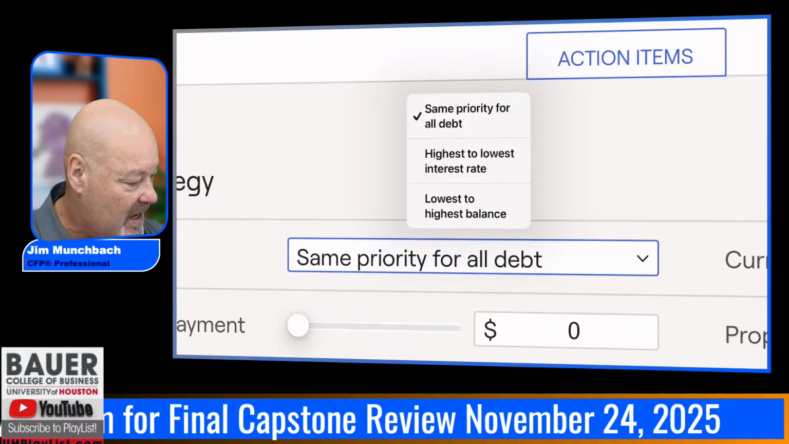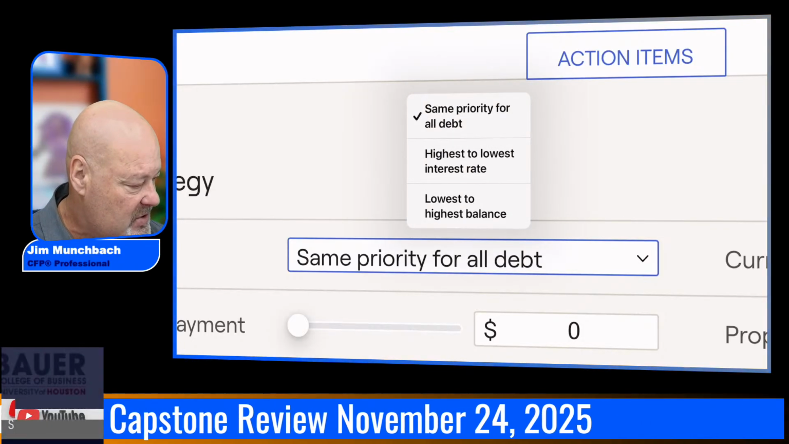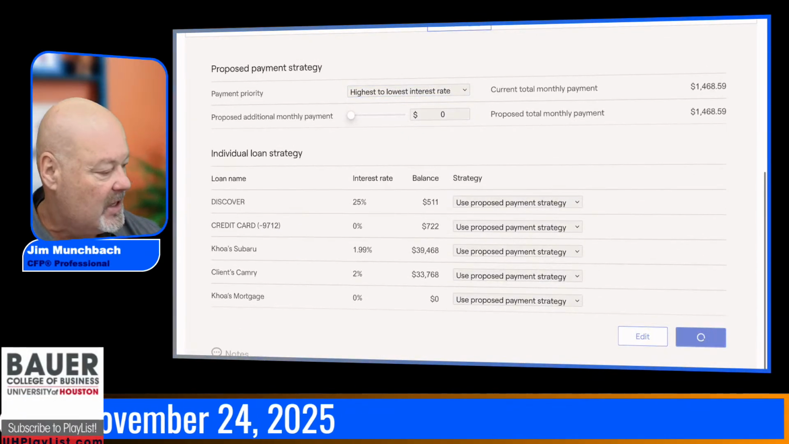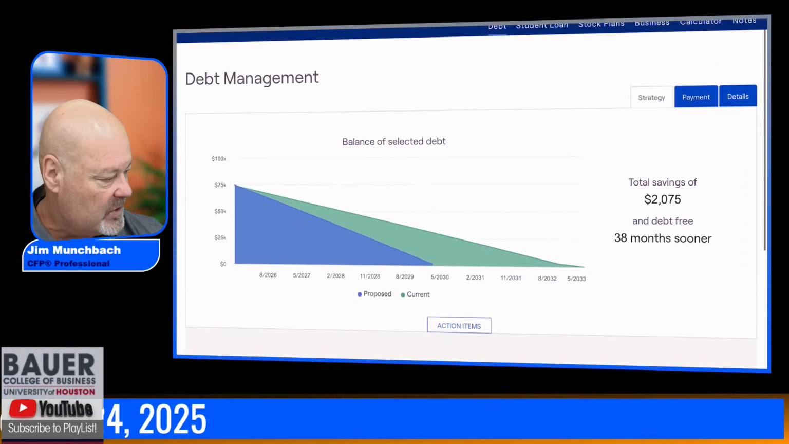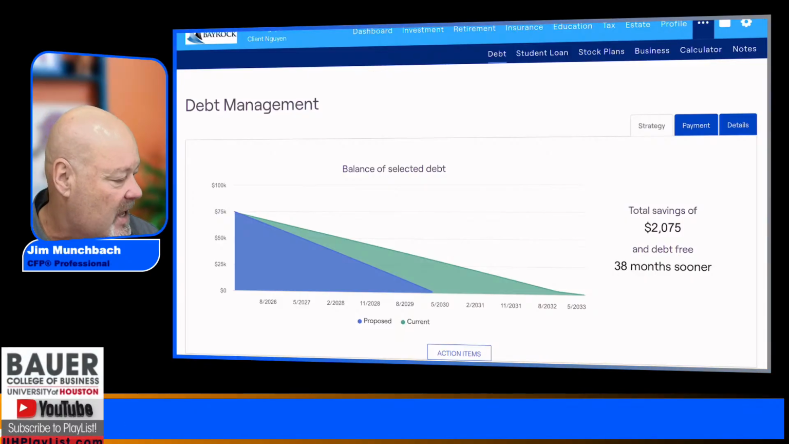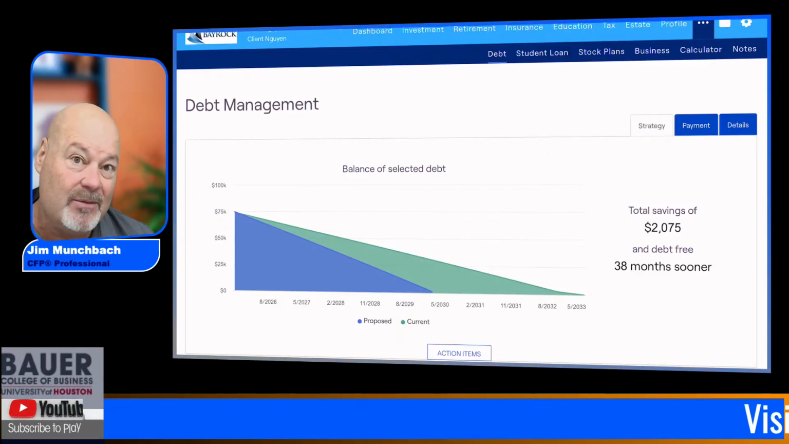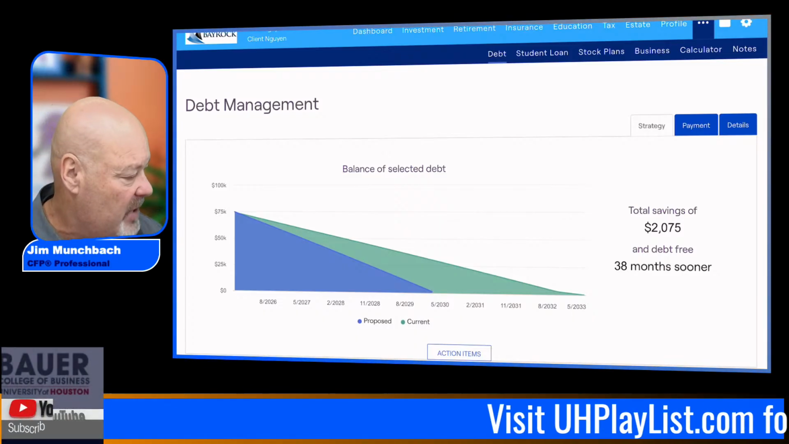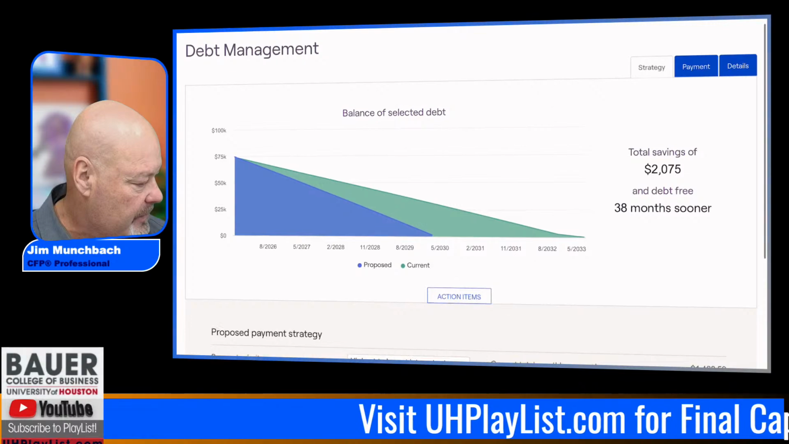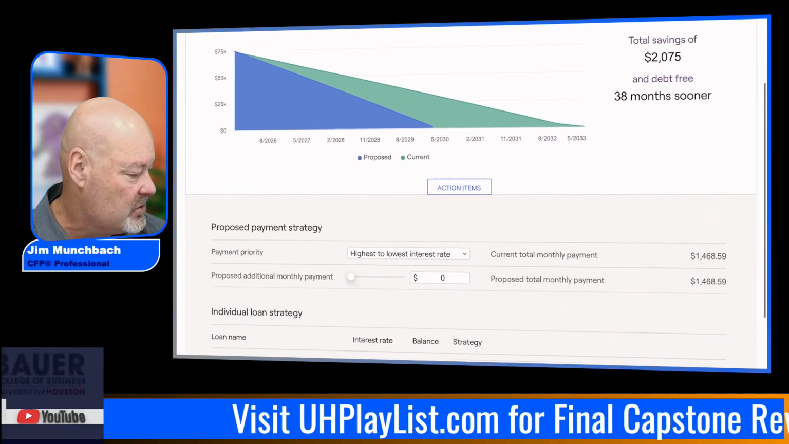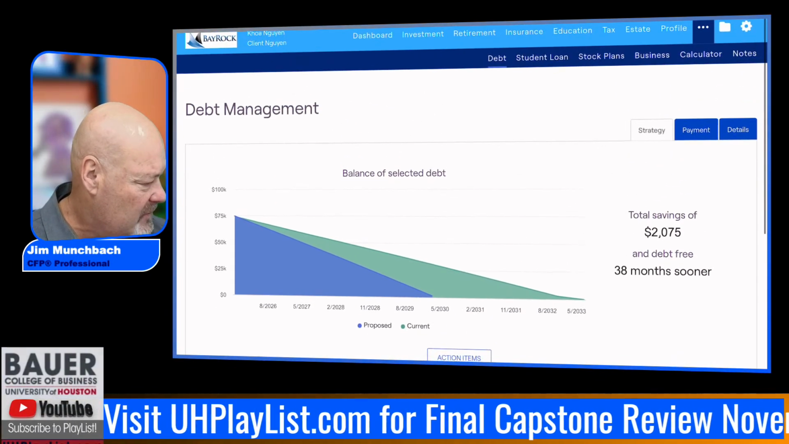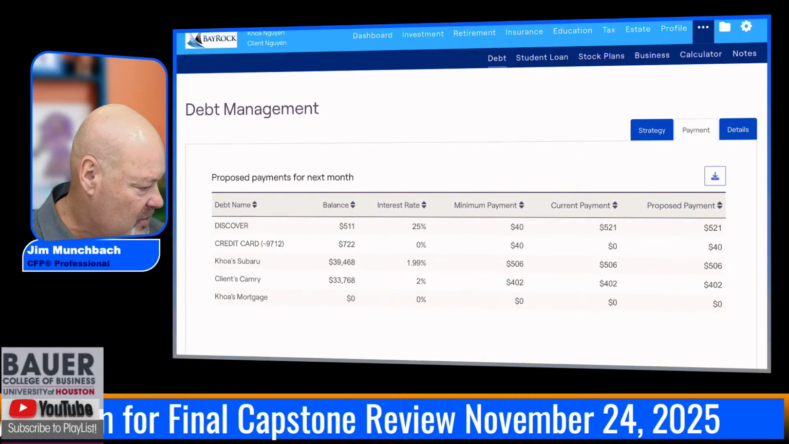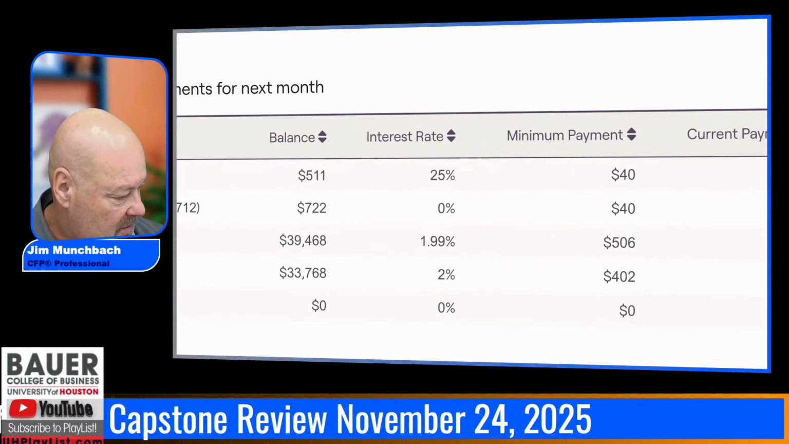The next one is highest to lowest interest rate. So let's see what happens when we click on highest to lowest. Don't forget, we have to hit refresh. We hit refresh, we come back and we see, oh, look, you saved $2,000 and you're out of debt 38 months sooner. Now, because you only have a little bit of debt, you've got two car payments, that's not a huge savings. Do we even have the payments listed here? Yes. So you have very low interest rates.